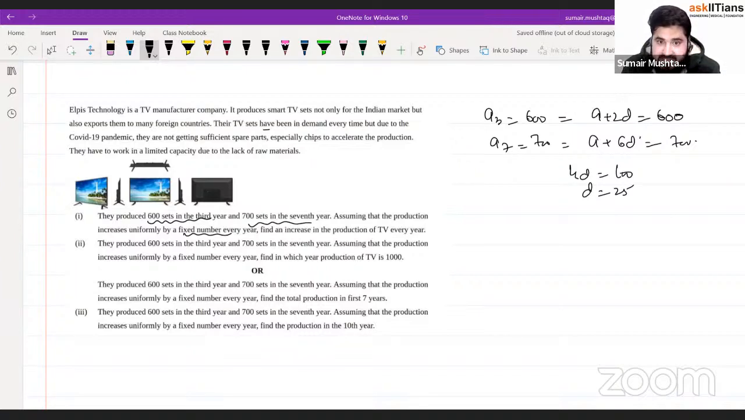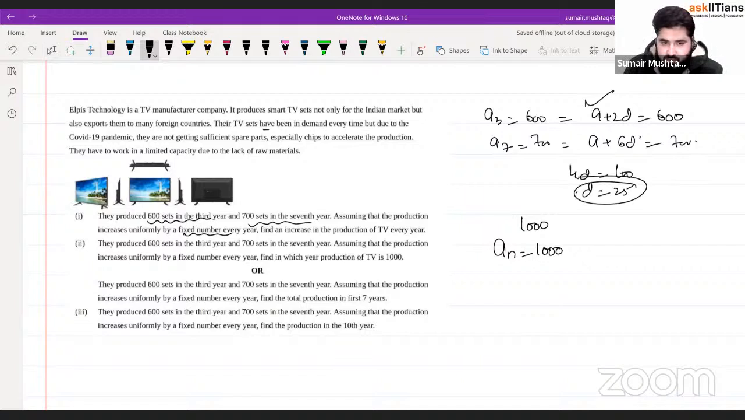See, find the increase in the production every year. So every year they have to give it. Now, they produce 600 sets in the third year and 700 in the seventh year, assuming that the production increases uniformly, in which year will it be 1000? So you have to equate An is equal to 1000 and find the value of n. First of all, you need to find the value of A. You can get the value of A from here, isn't it? Okay. Now the next part.